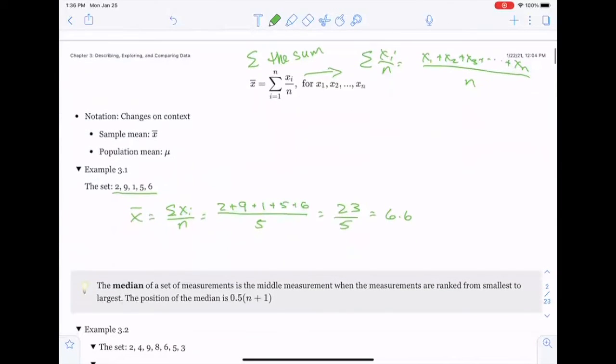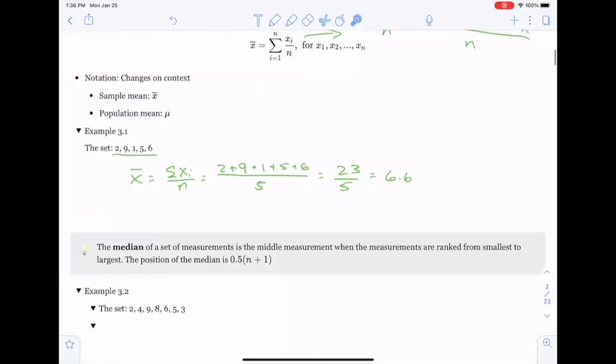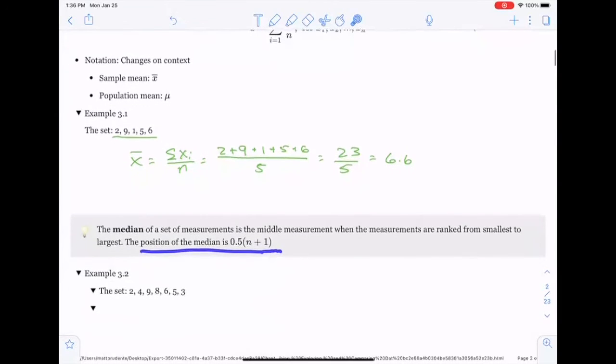The next sort of obvious measure of center is what we call the median. The median is really the middle measurement, the thing right in the middle. The key is, to find the median, we must rank our data from smallest to largest. And then we look at the position of our data point, which we find by taking 0.5 times n plus 1, where n is the number of data points. So if we were going to solve this example, I want to find the median of this set of points: 2, 4, 9, 8, 6, 5, 3.